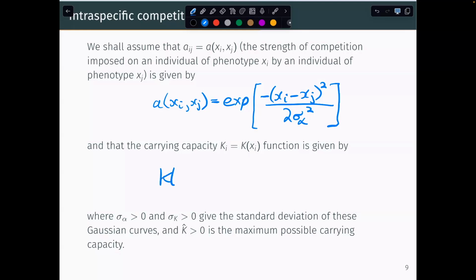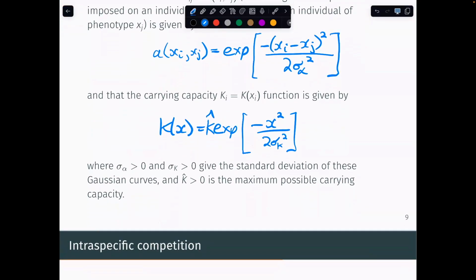And we're going to assume something similar for our carrying capacity. Now it's just a one-dimensional function. We're going to have k hat is just some scalar. The k hat doesn't affect the stability at all here. It just scales the total population size. And here we're going to have minus x squared over 2 sigma k squared. So previously we've analyzed this model when the denominators were both equal to 1. So now we're essentially just looking at a slightly more general version of this.